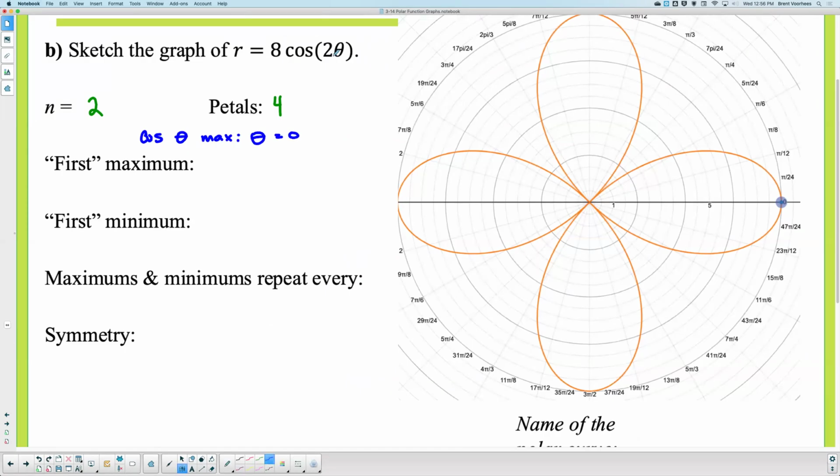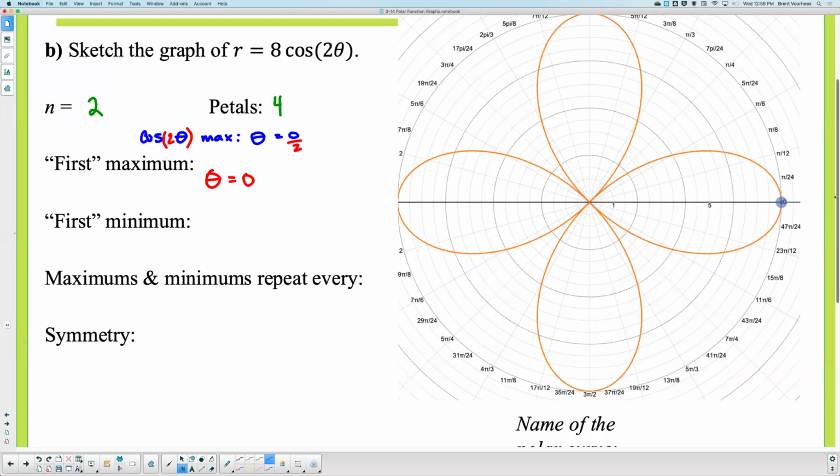Now this one is not just cosine theta, it's cosine 2 theta. Is that 2 actually multiplying? What's it doing instead? Dividing. If you divide that by 2, what is 0 divided by 2? 0. So that's why its first maximum is at 0.